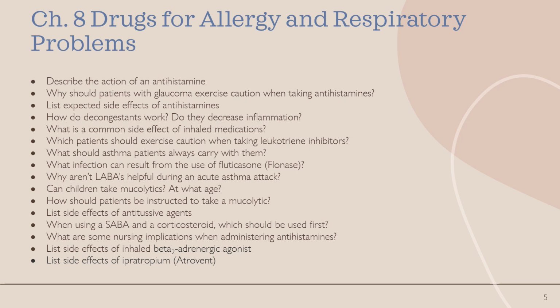List side effects of inhaled beta-2 adrenergic agonist. We can see this on page 124. Common side effects include hypertension, tachycardia, headache, and insomnia. Some people feel nervous, and they may have tremors with these drugs. Dry mouth and a bad taste are common effects. Cardiovascular side effects are more noticeable with the SABAs because the onset of action is so rapid.